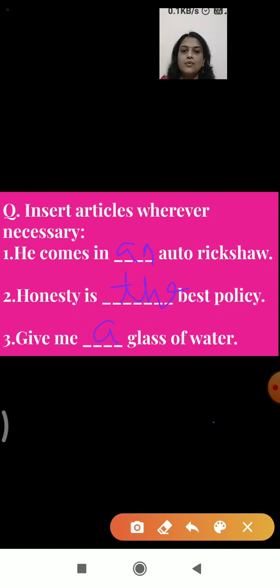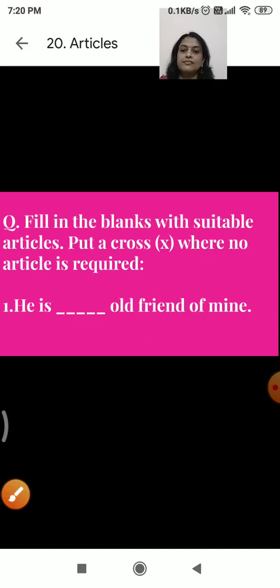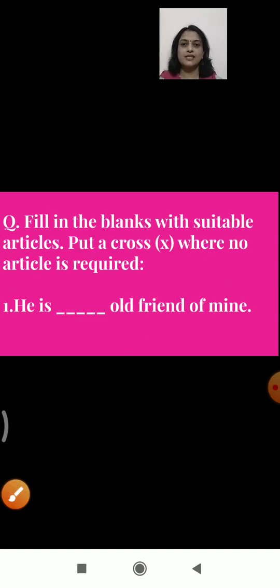Now, one more is there. Let's solve this and let's see how much you have followed. Now the question goes, fill in the blanks with suitable articles. Again we have to fill either a, an or the. But something else is here. Put a cross where no article is required. So now here you have some sentences where it is not required also. Let's see now. Shall we start?